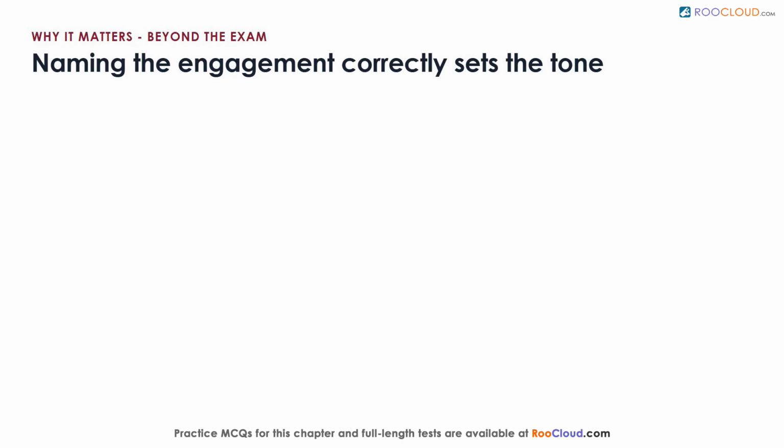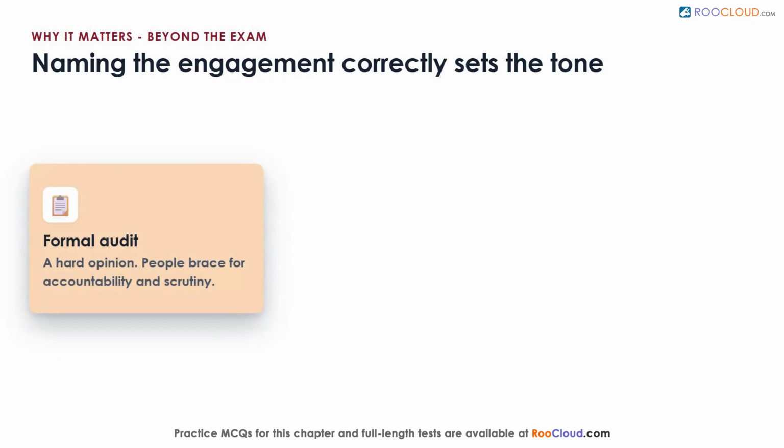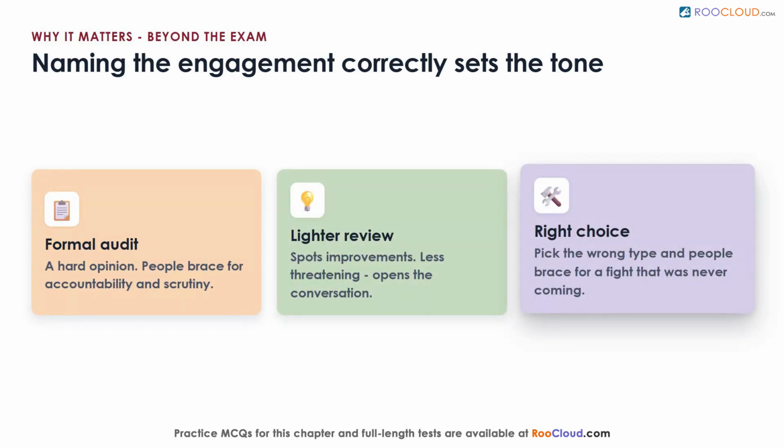Why does this matter beyond the exam? Because picking the right engagement type shapes everything that follows. Imagine your boss asks you to look at a payroll system. Do they want a formal audit with a hard opinion? Or a gentler review that spots improvements? Naming the work correctly sets expectations and tone. Get it wrong, and people brace for a fight that was never coming.